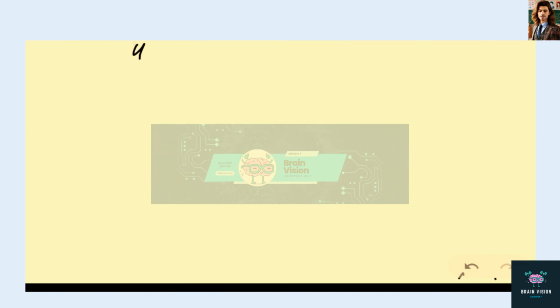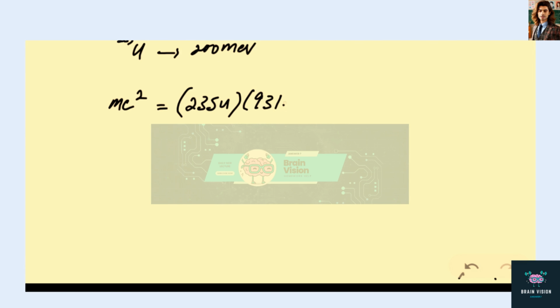We are given that uranium-235 undergoes fission reaction to produce 200 MeV of energy approximately per fission reaction. Now to find the fraction of the mass, we need to look at the rest energy. The rest energy is defined as mc squared. In our case, the mass of the uranium-235 is 235 u multiplied by c squared, which is given as 931.5 MeV per u.